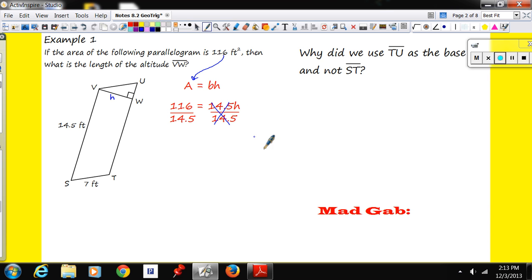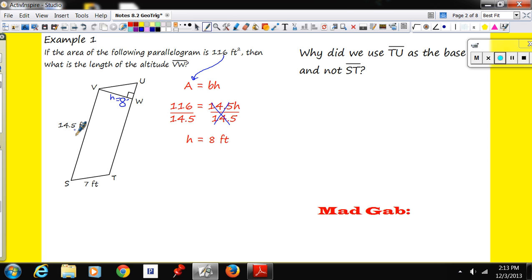These are going to cancel out when I divide both sides by 14.5. You're going to end up with your H being 8 feet. So this H right here is 8 feet. Okay, now, here's the question.